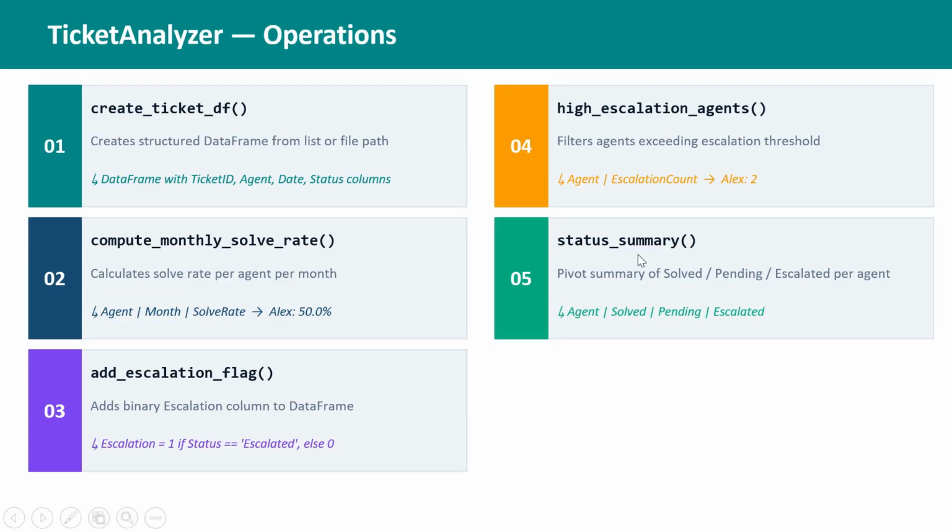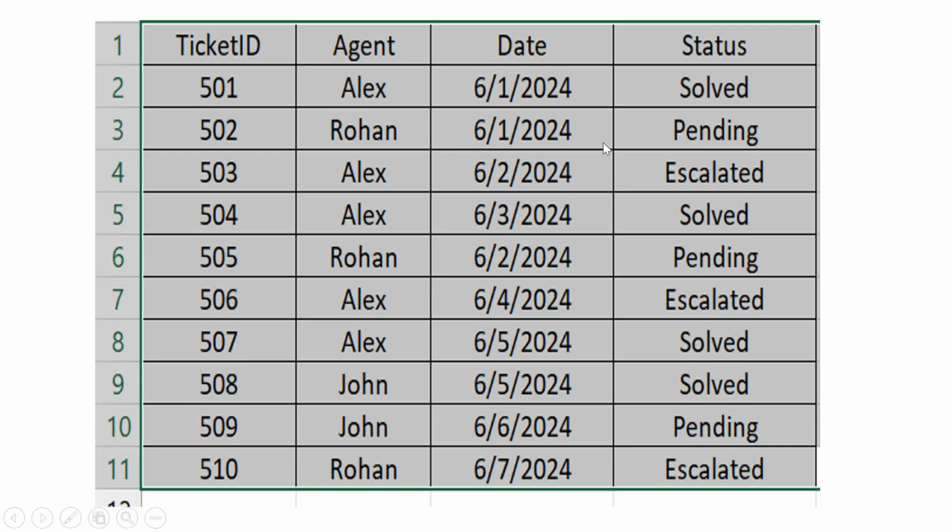And last, we have to calculate the summary. These are the five operations that we are going to perform in the example. We will have a Python example that we are going to understand. Let's say this is our ticket CSV file, which has ticket ID, agent, date and status. These are the columns. Ticket ID runs from 501 till 5010, and agent, date and status have their own values. These are the files which we have.